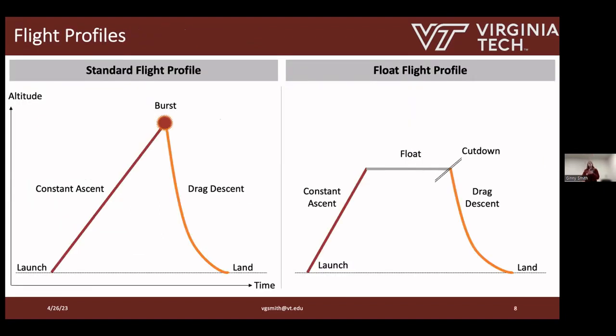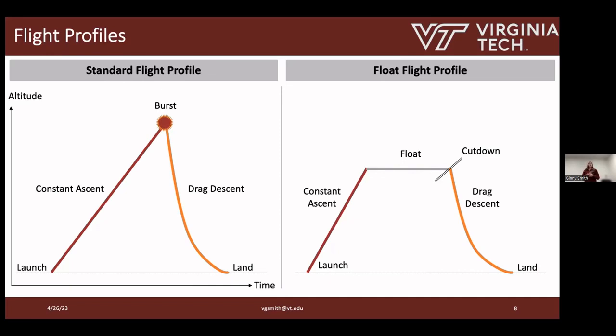So I keep mentioning flight profiles. This is explicitly what I'm talking about. For latex balloons, and even zero pressure and super pressure balloons, which see the float flight profile on the right. What latex balloons typically do, and what we do here at Virginia Tech, is on your left, your standard flight profile. This has two primary stages. You have your constant ascent, and then you have a descent stage, which is that drag model I mentioned earlier. It basically ascends until the balloon envelope pops, and then it descends until it lands.